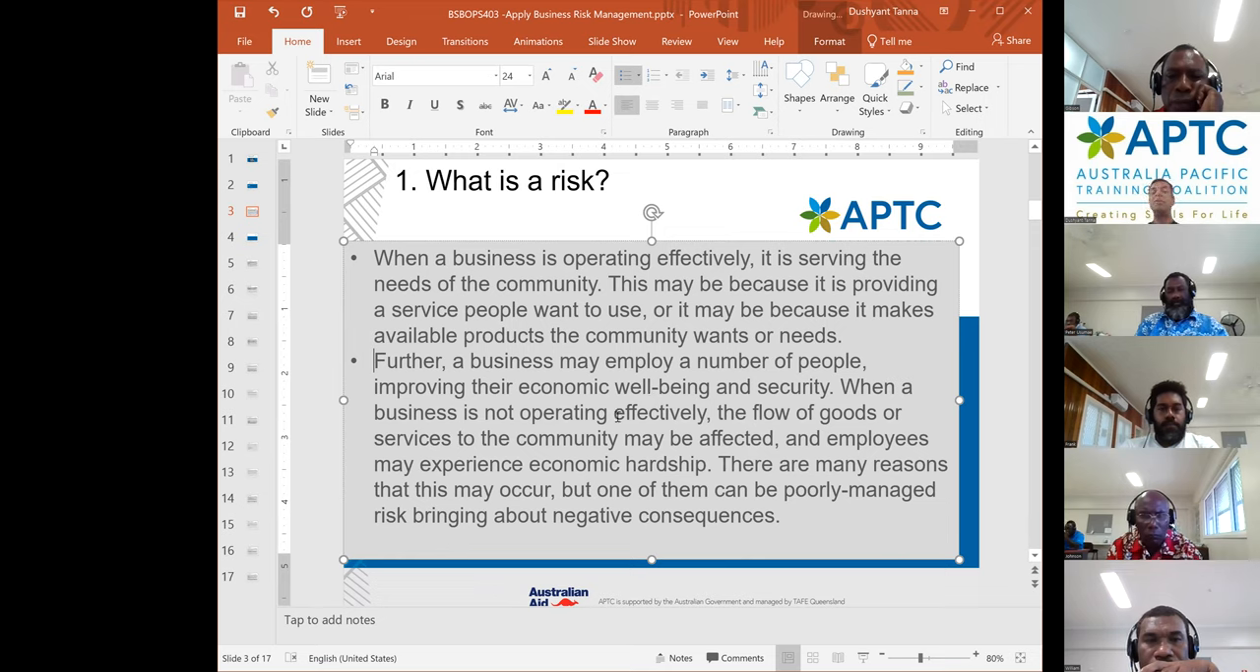When a business is not operating effectively, the flow of goods or services to the community may be affected, and the employees may experience economic hardship. Just imagine your company tomorrow says, "Oh, sorry, but we are closing this branch." And it happens very commonly in here. Some bank, I mean, the employees are absorbed somewhere else, mostly. They wouldn't hire someone new. They will hire the previous employees. But they have to change places.